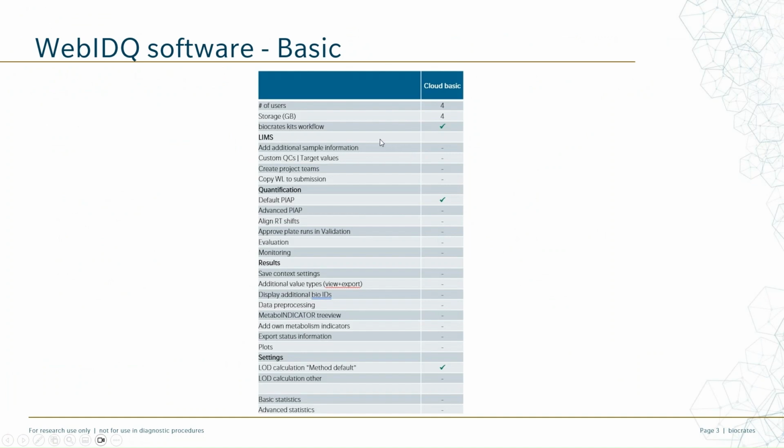In the basic plan, 4 GB of storage space is available, and up to 4 users can use the WebIDQ software. It includes the normal biocrates kit workflow, and the default auto peak picking is part of the basic subscription plan. So we recommend this plan for those who are getting started or only need the basics. Then this is a great choice.